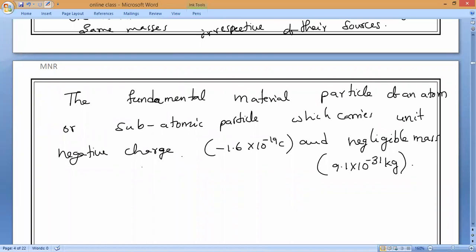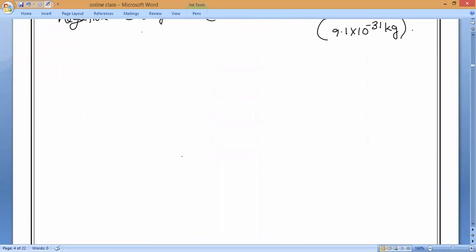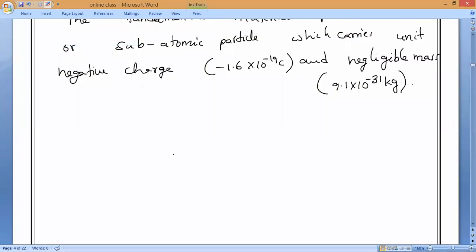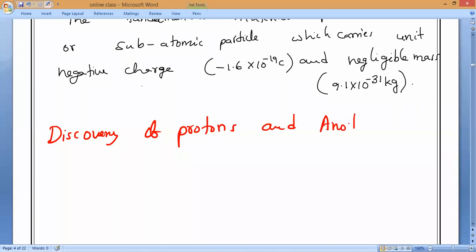Yes, sir. Next, we'll go with the discovery of protons, and protons we can say another kind of rays. What are those rays we used to say? Anode rays. Okay, so please write: discovery of protons and anode rays.